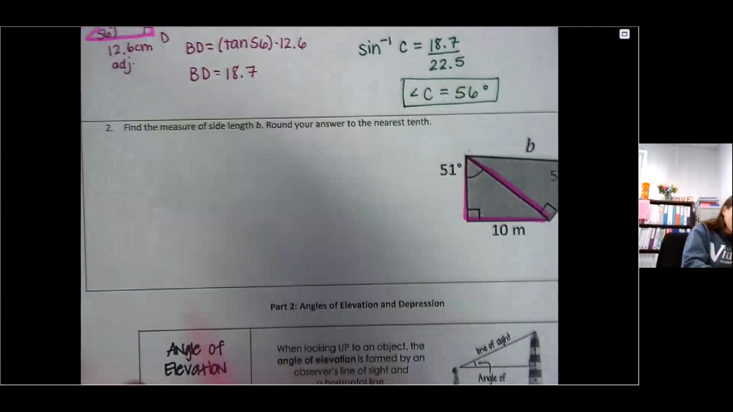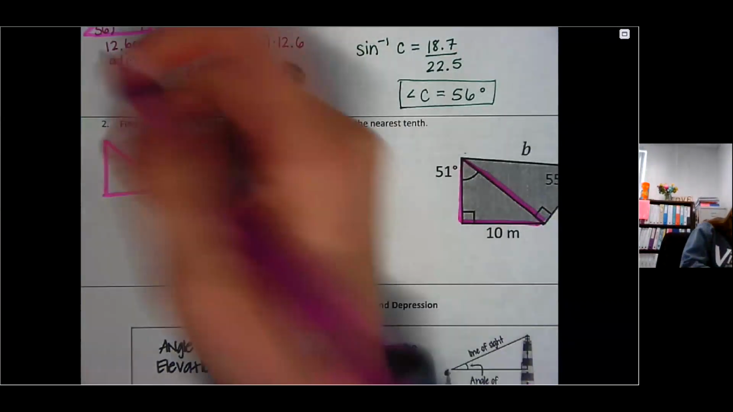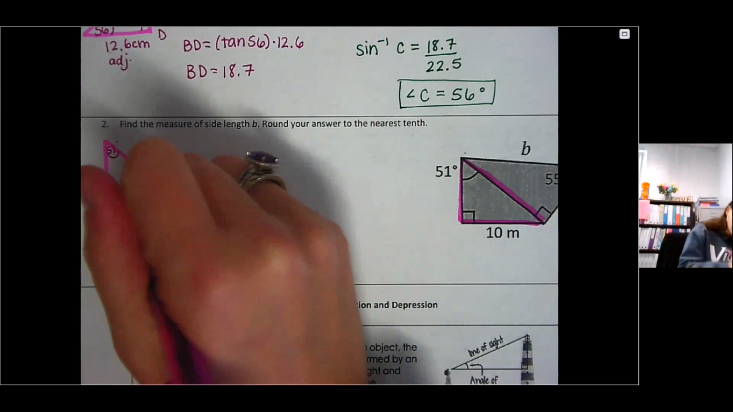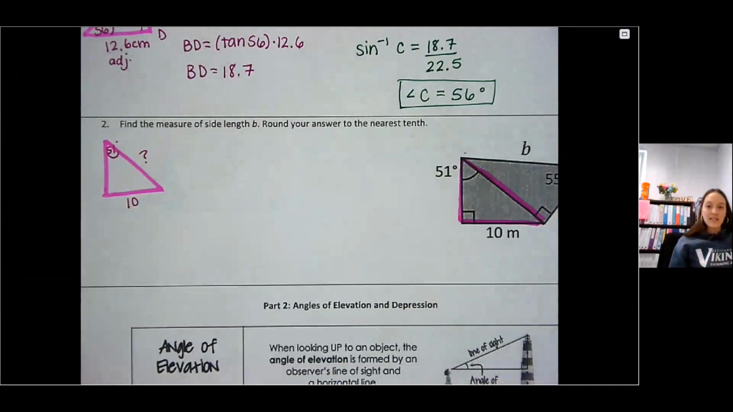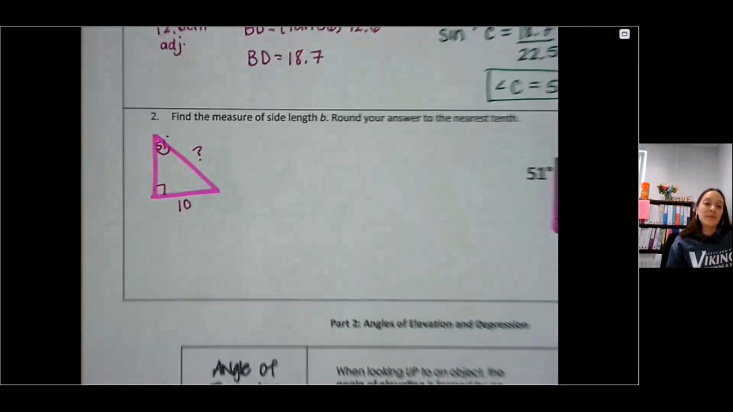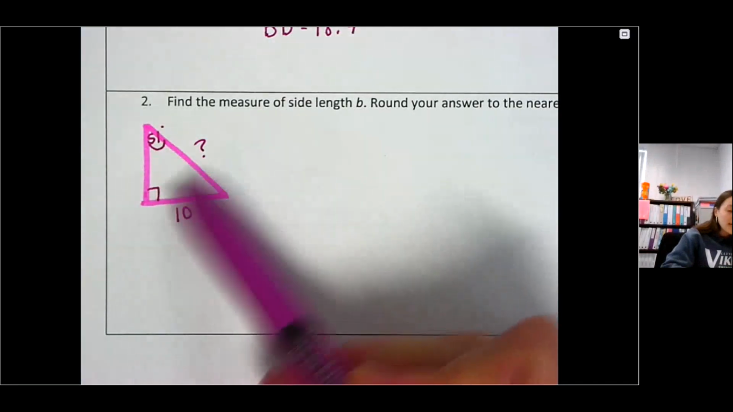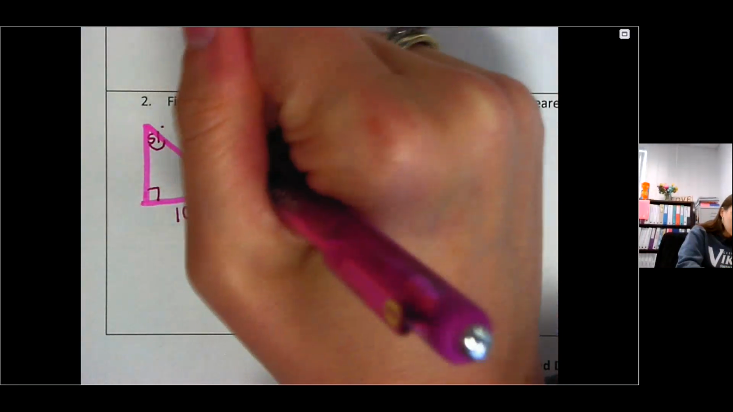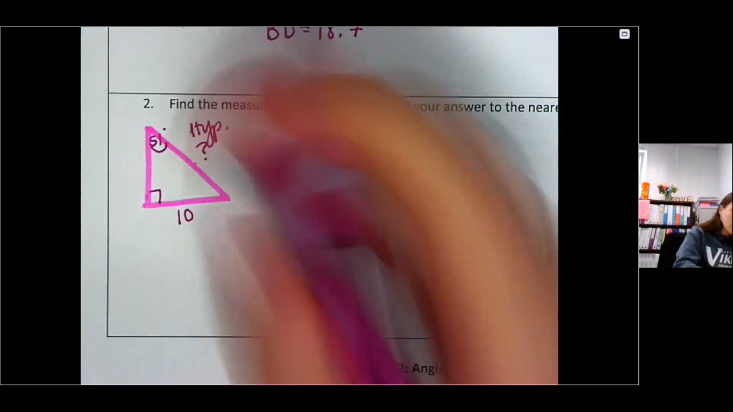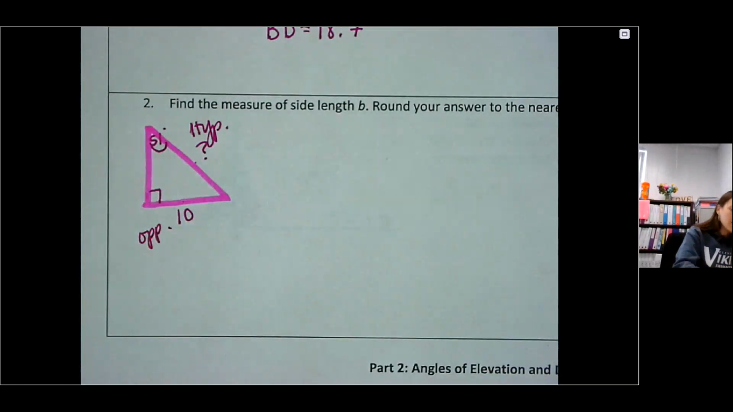Okay, so again, I'm just going to redraw the triangle. I like to keep myself really organized here so that I don't mess up. Okay, and this over here, this question mark, that's going to be the side that I am looking for. So just like before, I'm going to start by labeling my sides. If the 51 is my reference angle, across from the 90, my question mark is my hypotenuse. And then the 10 is opposite the 51, or across from it. So this is my opposite side. Opposite and hypotenuse uses sine.